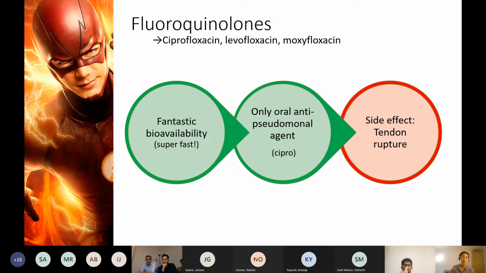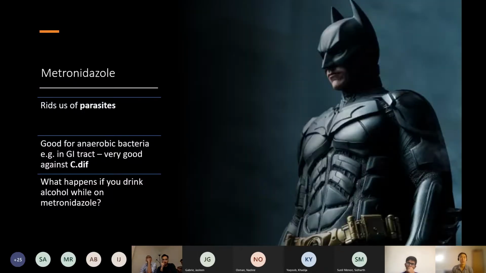And then one side effect that's really important to note is tendon rupture. So thinking about Flash, he needs his tendons a lot, so that's a nice thing to remember. Okay, that's it, and I'm handing over to Anush to tell you about metronidazole. Just briefly, if you go back for a second, it is also worth noting that almost all Pseudomonas is now resistant to Cipro, especially anything that comes from South Asia, because they just gave everyone Cipro. So it is the only oral anti-pseudomonal that we really use on a regular basis, if it works.